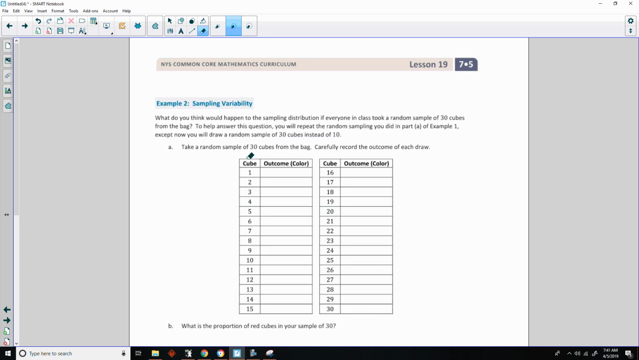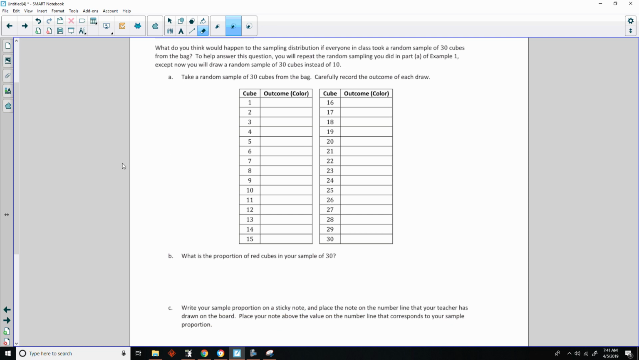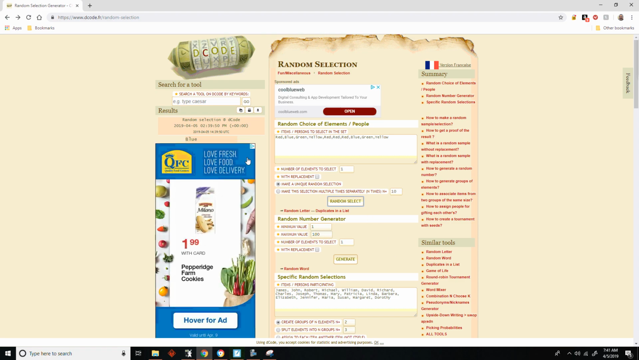Okay, now moving on to this problem. What do you think would happen to the sampling distribution if everyone in class took a random sample of 30 cubes from the bag? To help answer this question, you'll repeat the random sampling you did in part A. Draw 30 times. So I'm going to do that on this website now. So now we're going to look here, and I'm going to do 5 at a time and do that 6 times to get a total of 30. So, random select.